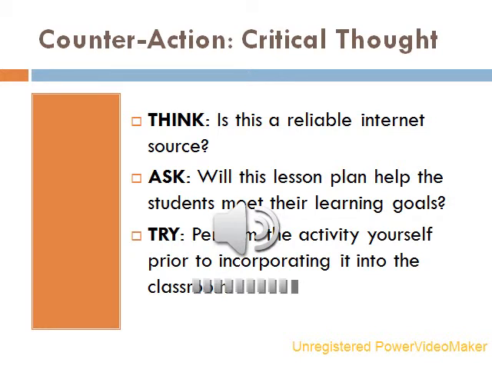Next, the teacher must ask, how will this particular lesson help my students achieve their individualized learning goals? Or, how will this activity reinforce the learning that has already taken place within this classroom?